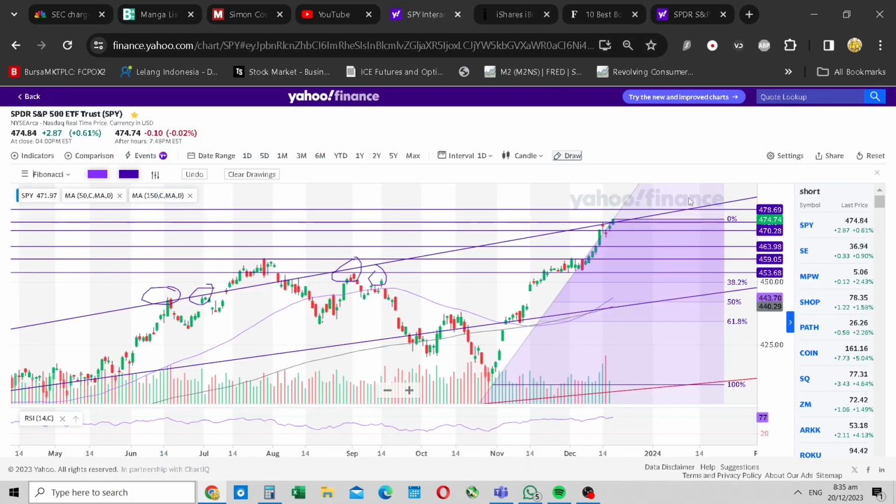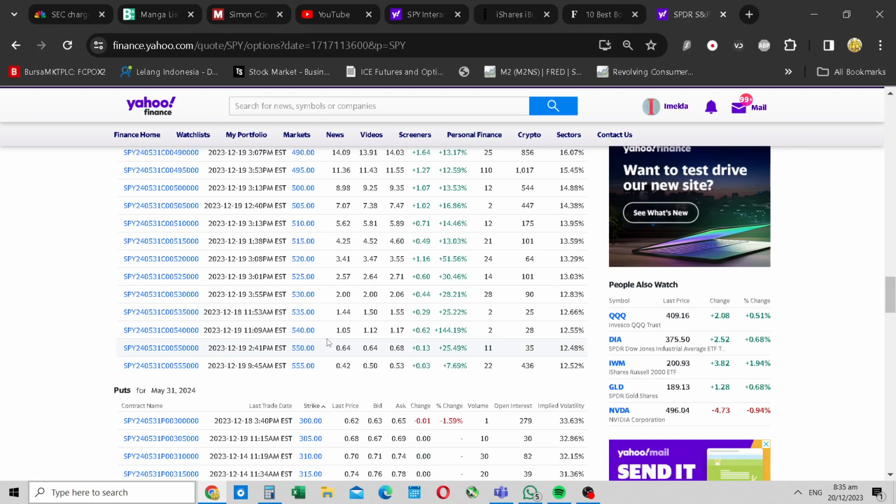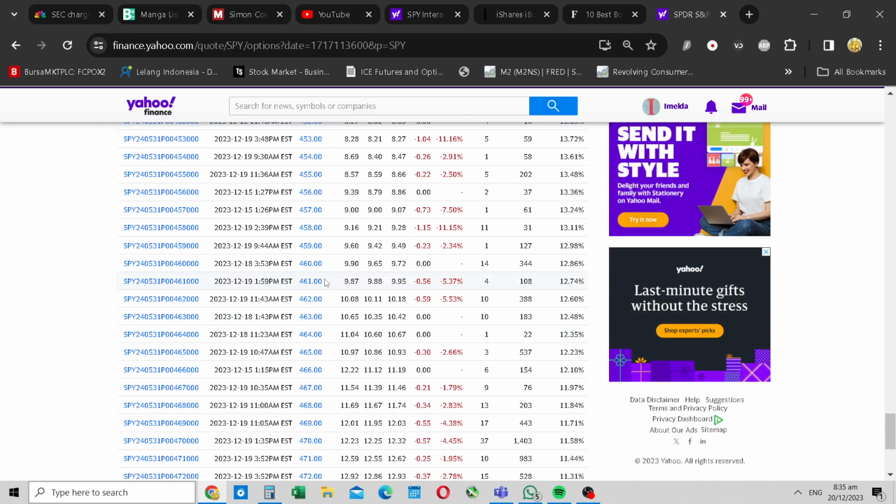And looking at this, it is going to correct to at least 450. So I'm going to take 460 to 455. That is where I'm going to play it. Okay. So 460 to 455.